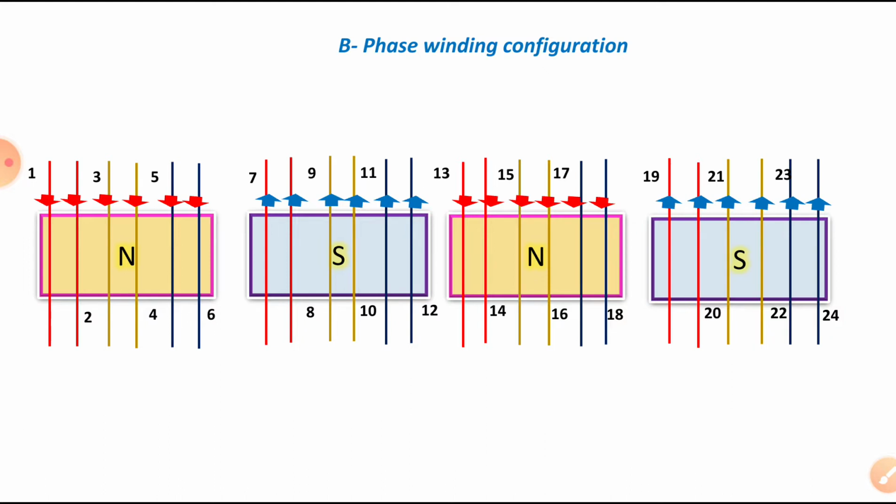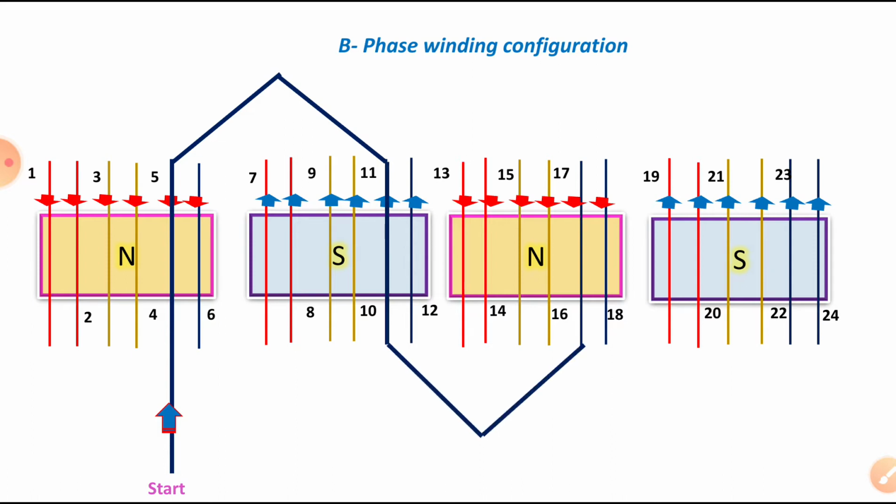So B started from the fifth slot. Start in the fifth conductor, and 5 plus 6 is 11. We are going to connect the back pitch. 11 plus 6 is the front pitch, 17. 17 plus 6 is equal to 23. So 23 plus 7, that is equal to sixth conductor. So you connect the sixth conductor.